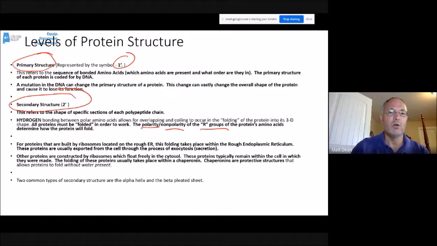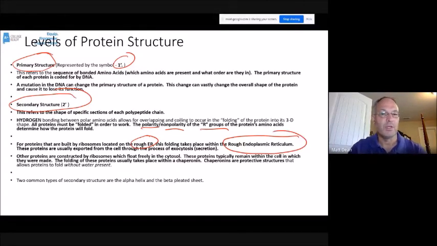For proteins that are built on ribosomes located on the rough ER, that folding usually takes place inside the rough endoplasmic reticulum. The proteins that are made then are usually exported, and they either leave the cell completely or end up embedded in the cell membrane. Other proteins are made by ribosomes that are just floating freely in the cytoplasm or the cytosol. These proteins end up staying in the cell and functioning within the cell that made them.